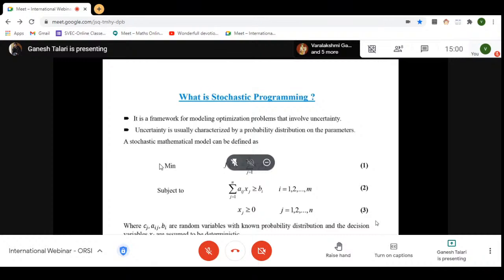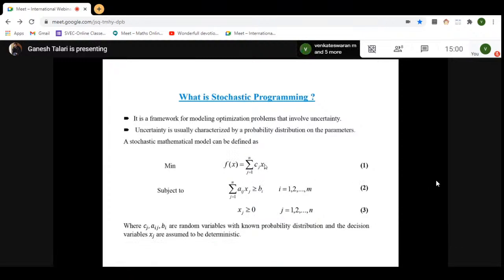Then what is the meaning of stochastic programming here? It is that your constraints or your objective function are uncertain. If you consider the cost, A and B quantities, these can be changed according to your objective function.